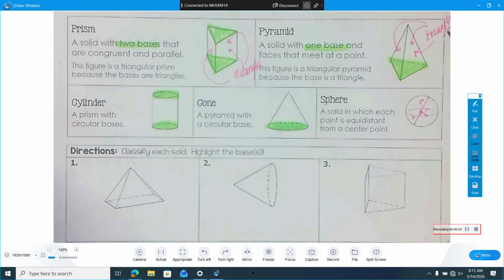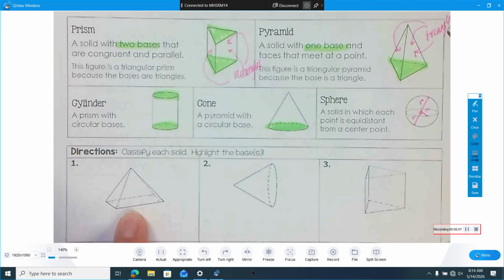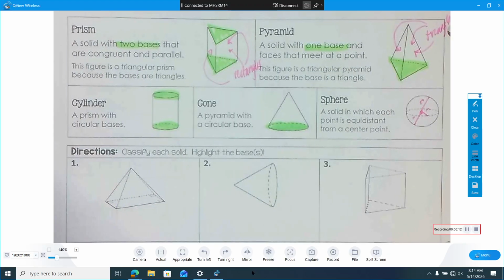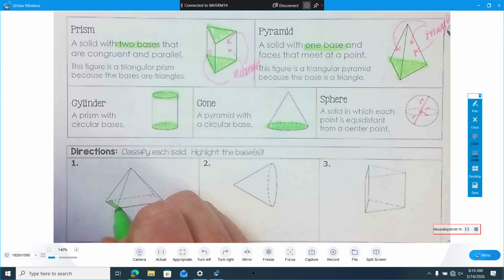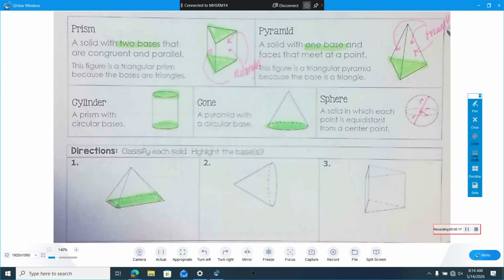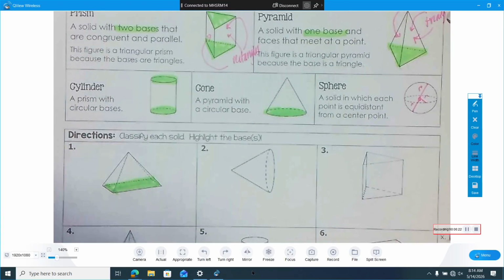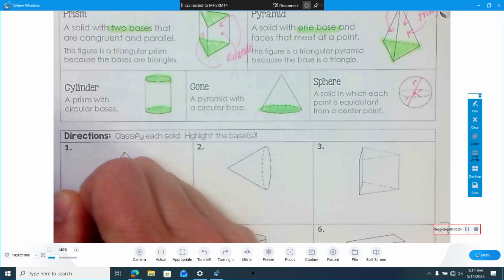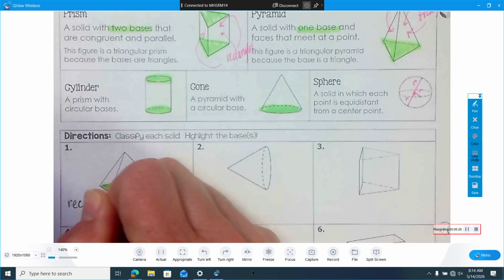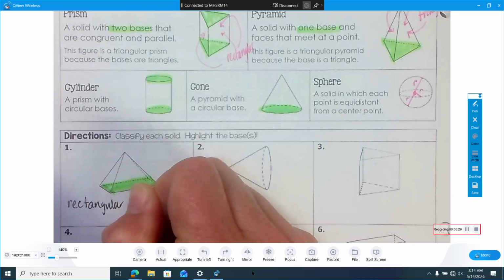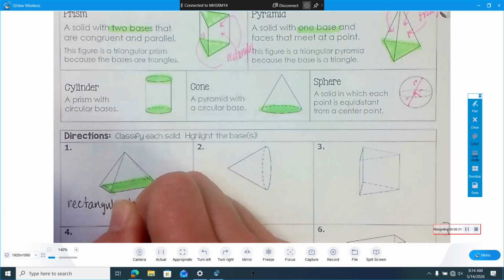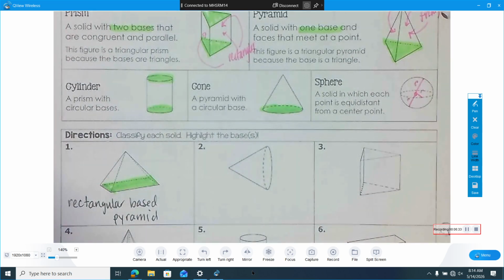And we're going to classify each, so we're going to give each a name as we go through some of these. So first of all, pyramid or prism? Pyramid, because it comes to a point. And we want to highlight the base. So here is our base, and what is that base shape? Rectangle. So we call this a rectangular-based pyramid. Rectangular-based pyramid.